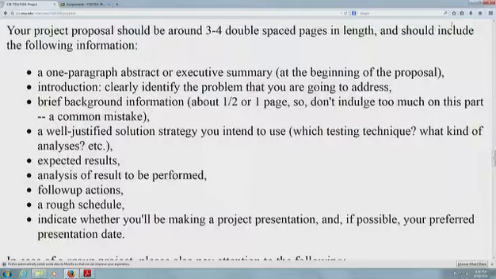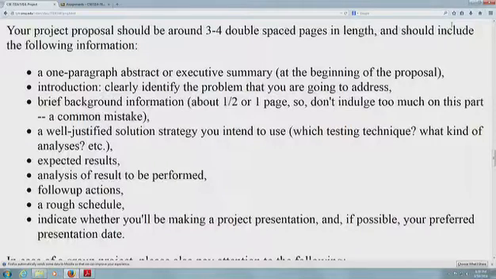Essentially, this is the structure of your proposal, which will be the same as your structure for the report. You should have some kind of title: what are you testing? And you have one paragraph of abstract, which should be an abstract, not background information, not an introduction. Abstract sometimes is also called executive summary. So it's really summarizing what you will be doing in this project.